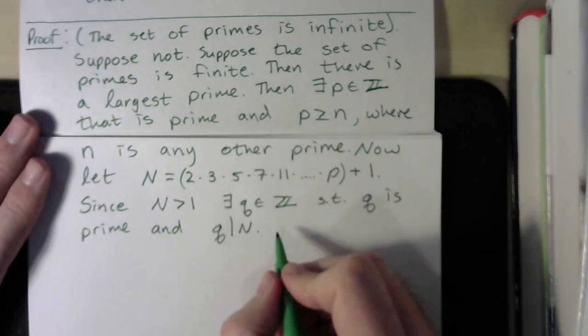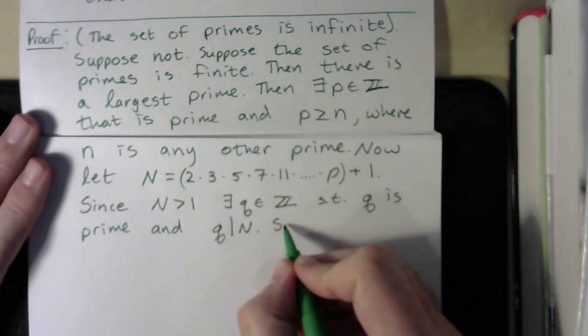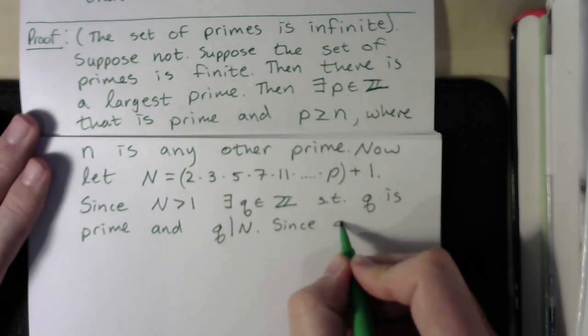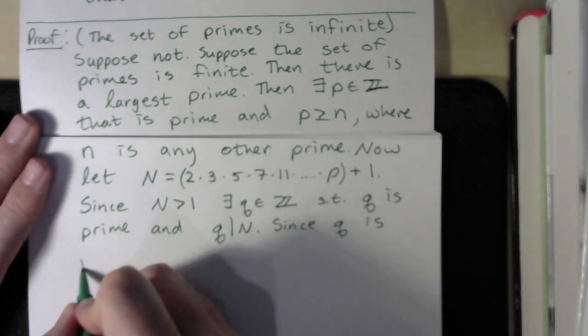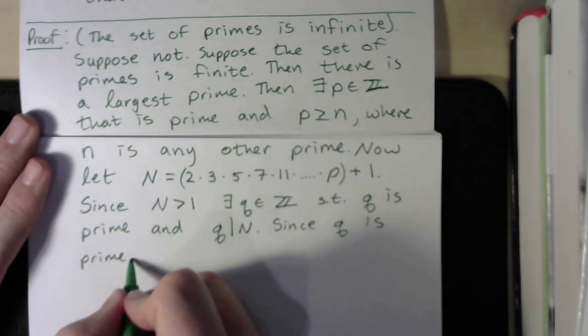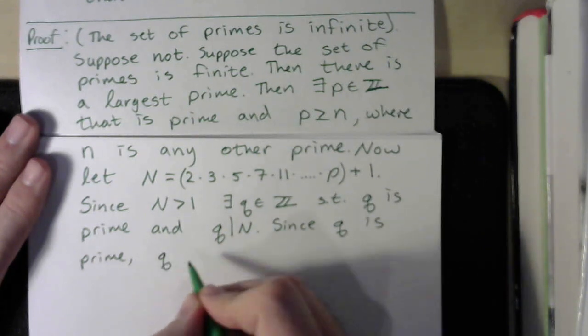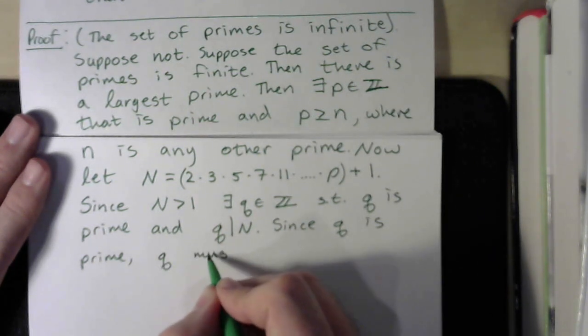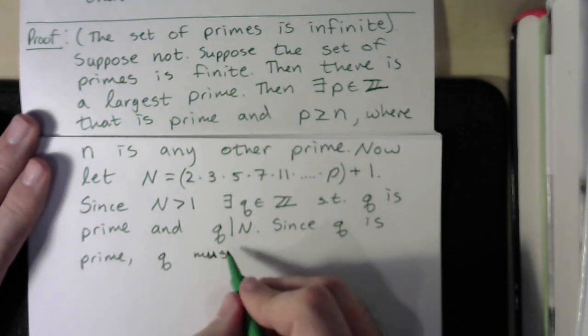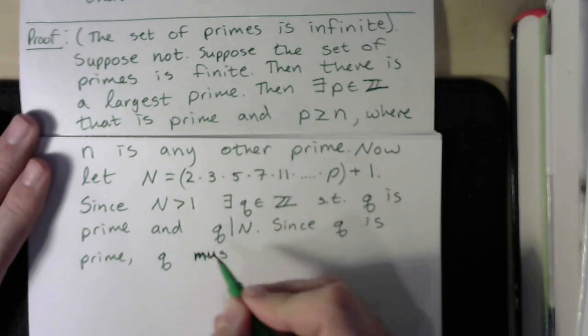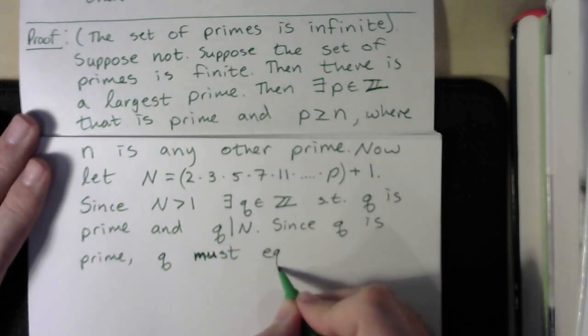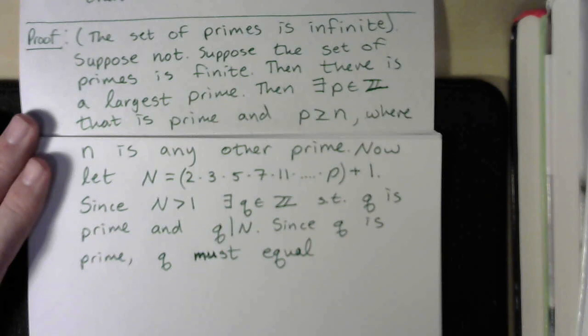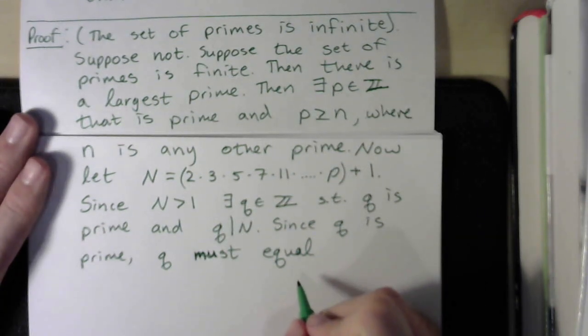So since q is prime, q must equal... It's weird to write this big. I'm working on it, guys, I promise.